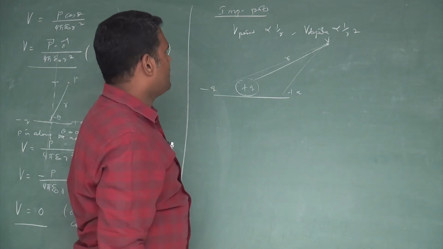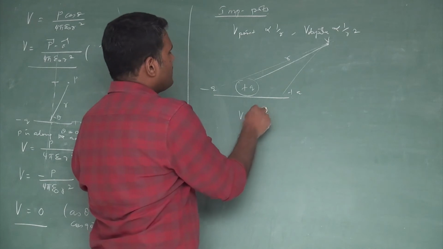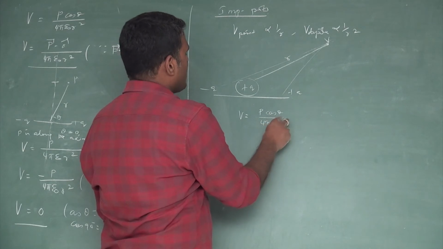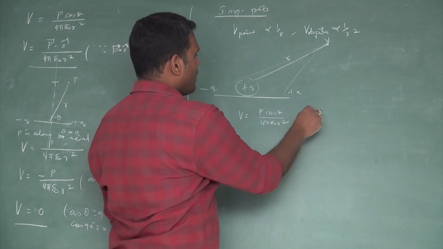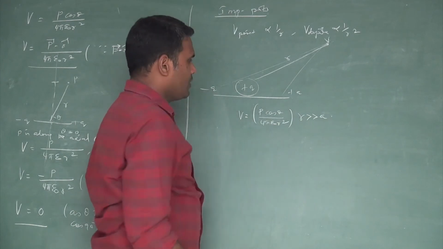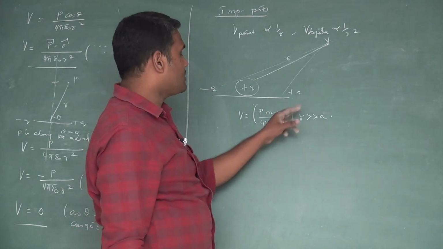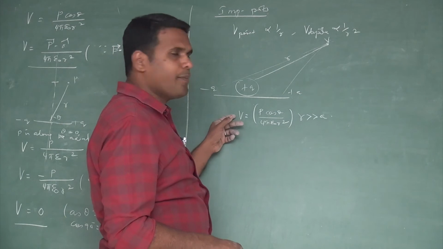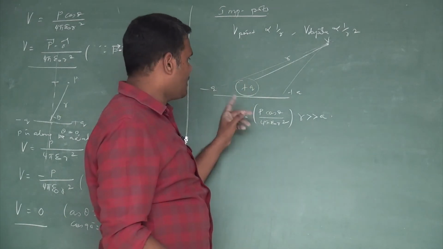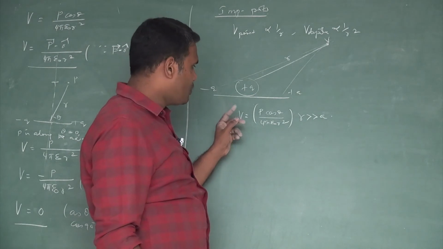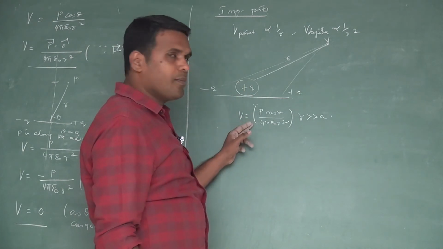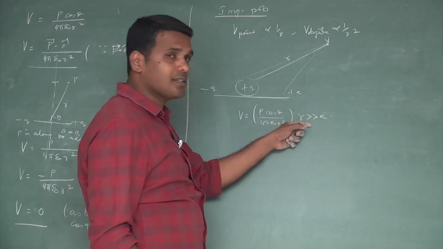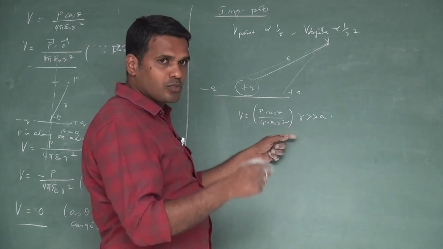Moreover, when you calculated the value of potential as V equals p cos theta divided by 4 pi epsilon naught r square, this is applicable for r much greater than a. Suppose the dipole is said to be a point dipole, then this same expression is valid for all distances. This potential equation due to a dipole at any point is applicable only when r is much greater than a, because we applied this condition, so that a square by r square is negligible.